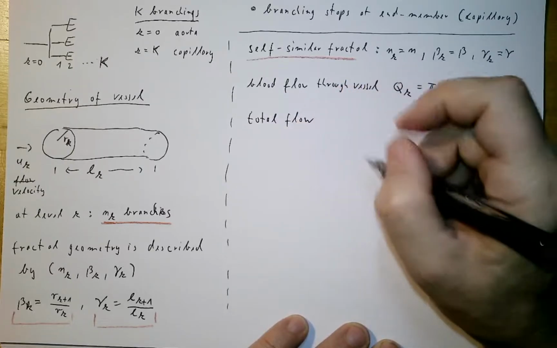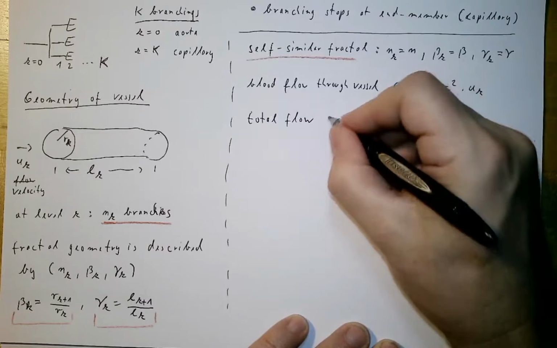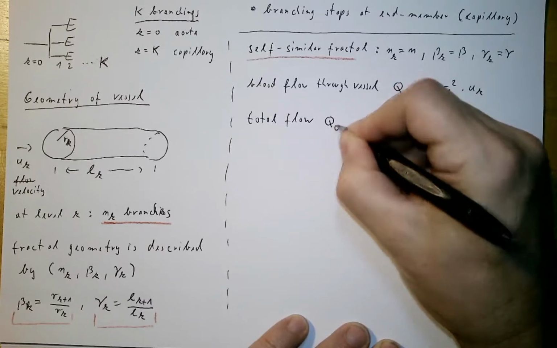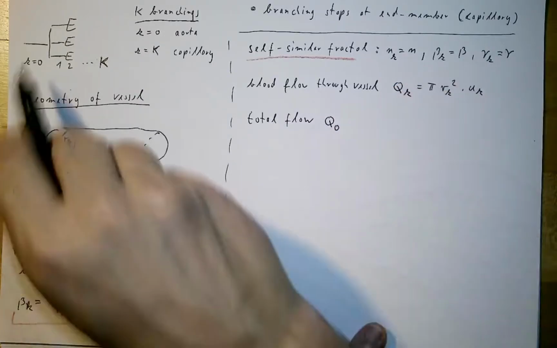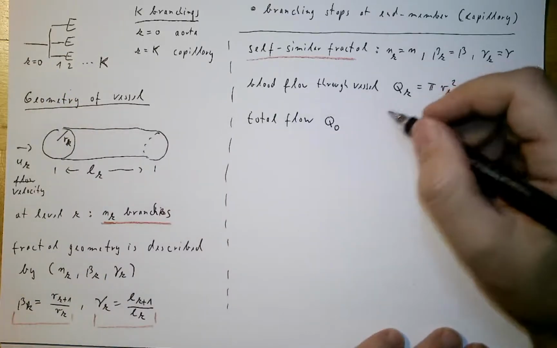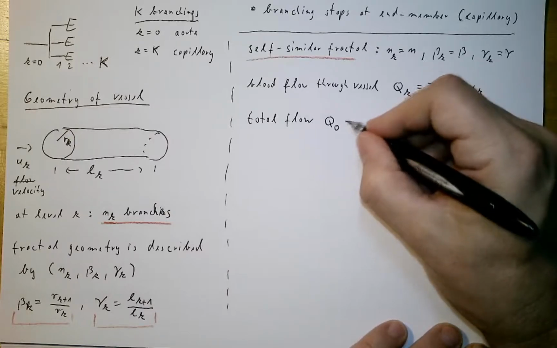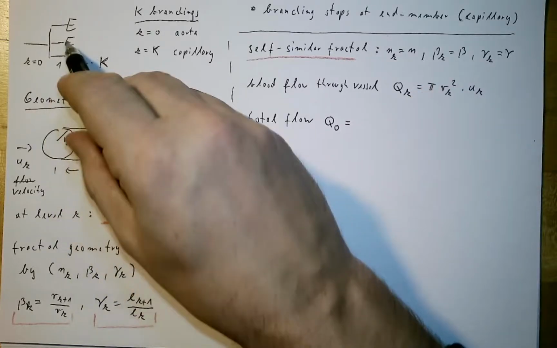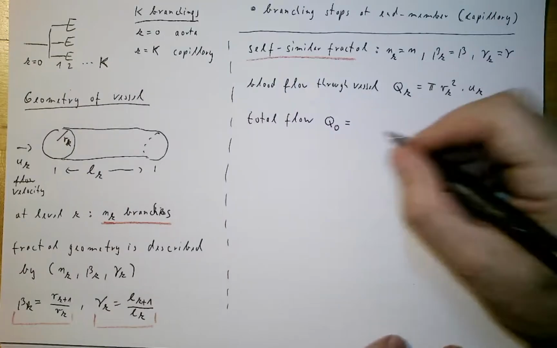So that's the flow produced by the heart. That's Q at the 0th level of our fractal system. So the flow through the aorta. And this must be the same as the total flow at a deeper level in the branching.